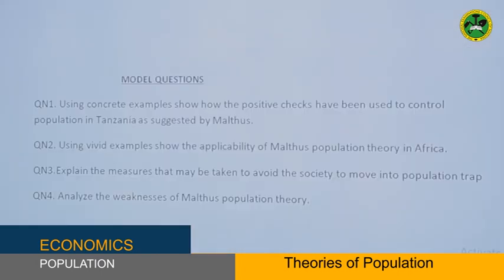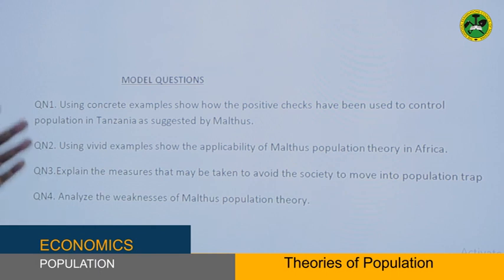Okay, so we have tried to solve question number 1, which was, using concrete examples, show how positive checks have been used to control population in Tanzania, as suggested by Malthus. We have also solved question number 2, which was, using vivid examples, show the applicability of Malthus population theory in Africa. And we solved also question number 3, which was, explain the measures that may be taken to avoid the society or the country moving into a population trap.